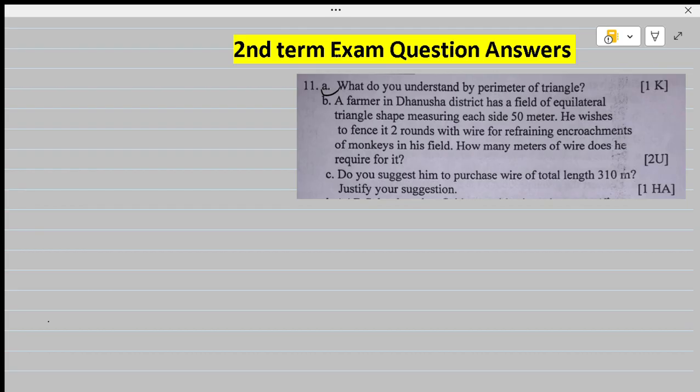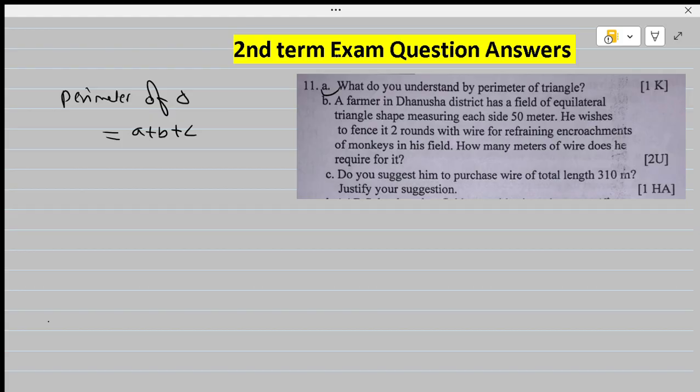First, what do you understand by the perimeter of a triangle? Very simple logic here. The perimeter of a triangle is the sum of its three sides. If a, b and c are the three sides of a triangle, the perimeter equals a plus b plus c. You may give this narration only, or you may state it as the rule.